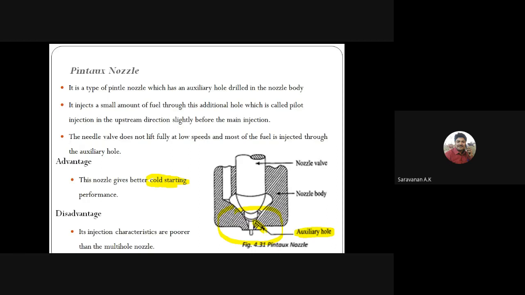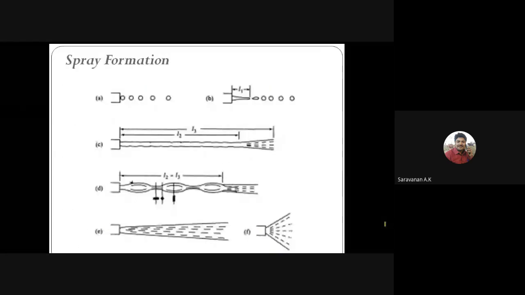So we can stop this class here. We have the afternoon class, in which we will see the spray formations and the combustions. What is the time? Okay, still some 5 minutes are there, so we can finish up the spray formations also. You can see the spray formation.